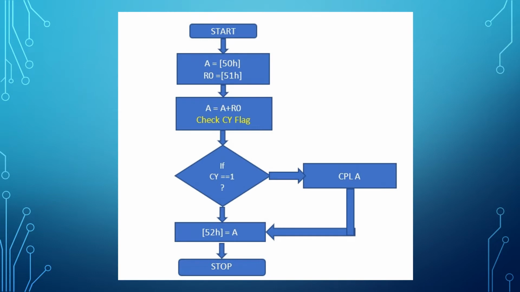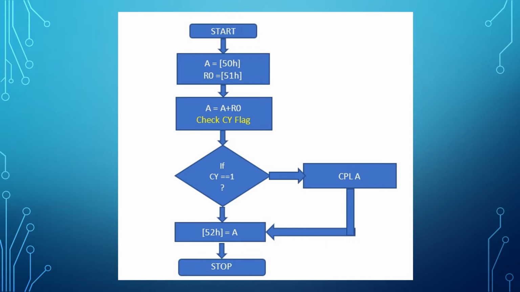Let us develop the flowchart. So let the two values be present in memory locations 50 and 51. Bring them into the accumulator and R0 respectively. Perform the addition A plus R0. Load the result in the accumulator itself. Then we have to check the carry flag.